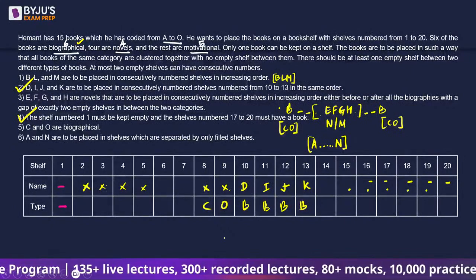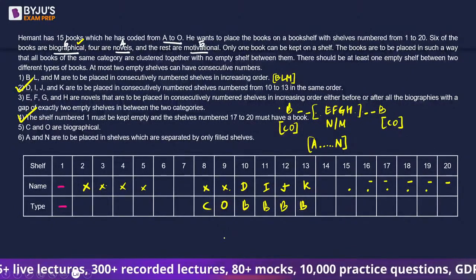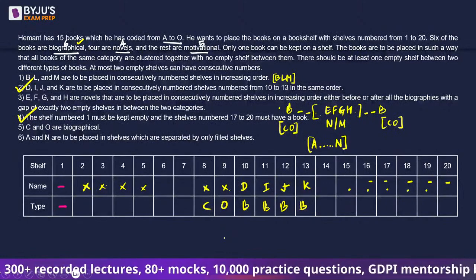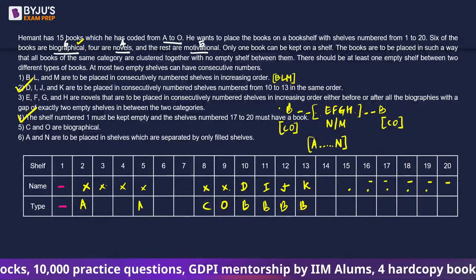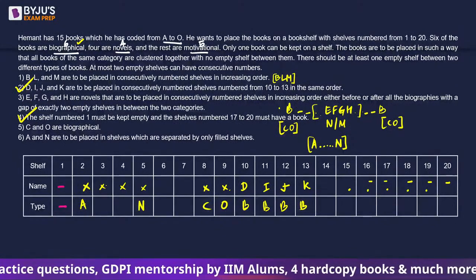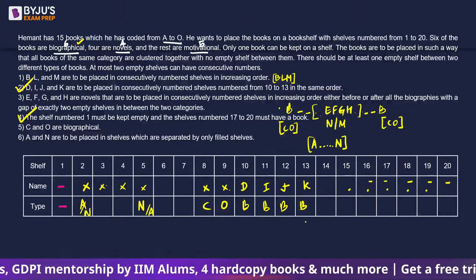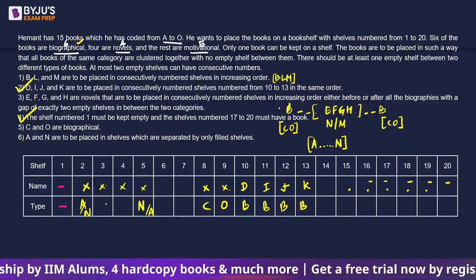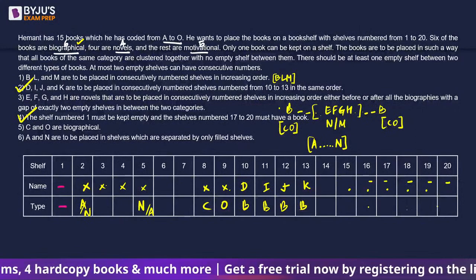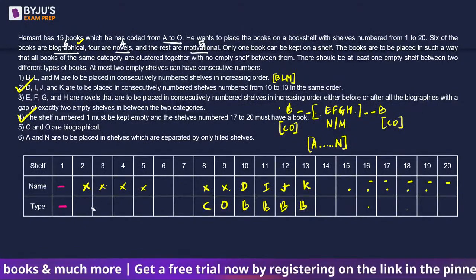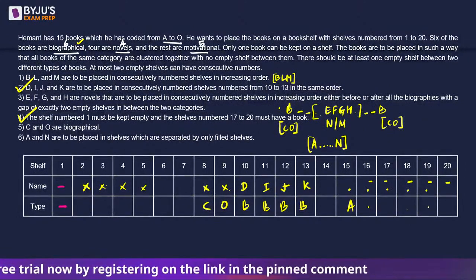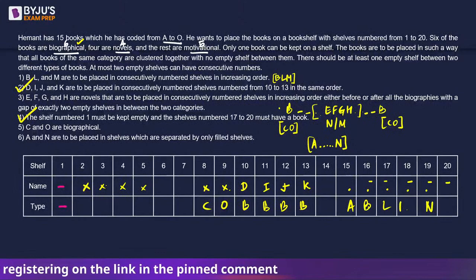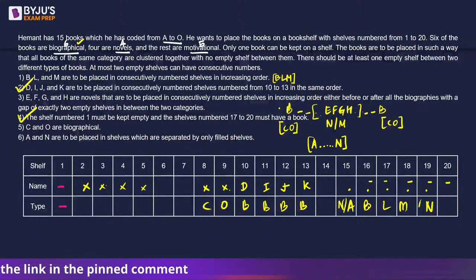we have B, L and M and A, N. So A, N are to be placed in shelves which are separated by only filled. So we can have A, N or N, A. It doesn't say in the same order. And we can have B, L, M obviously on the other side. Or what we can do is we can say that let's say this is A and this is N, and then we have BLM in the same order. We can have NA and AN as well. The remaining letters will go over here.